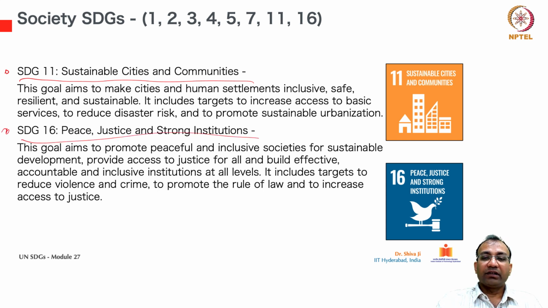Then we have SDG 16, peace, justice, and strong institutions. This goal aims to promote peaceful and inclusive societies for sustainable development, provide access to justice for all, and build effective, accountable, and inclusive institutions at all levels. It includes targets to reduce violence and crime, to promote the rule of law, and to increase access to justice.